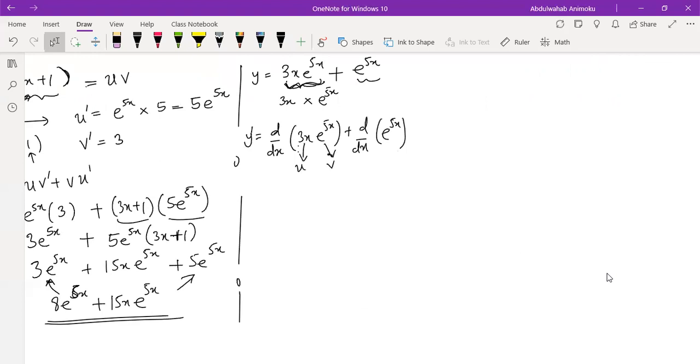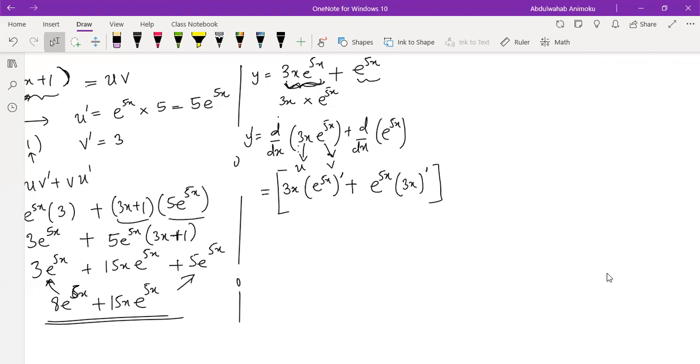In that case, the derivative of this would be: we leave u, and multiply it by the derivative of v, so I will say e raised to the power 5x prime. Plus, we leave the second term and multiply it by the derivative of the first term. Now, this is the product rule.